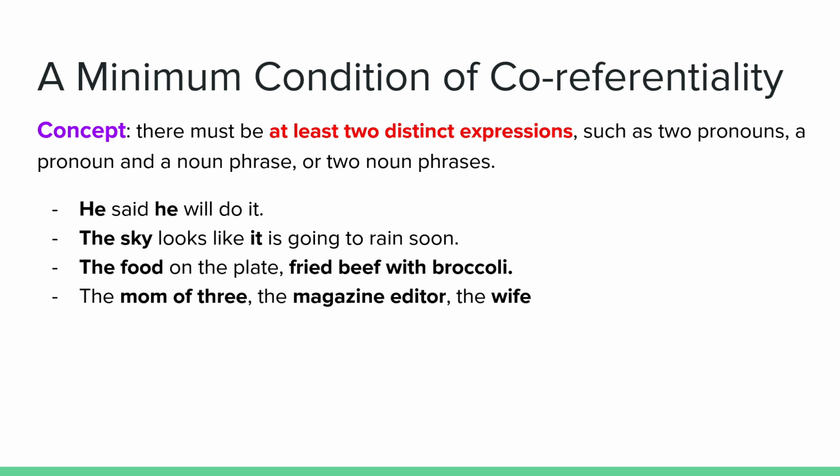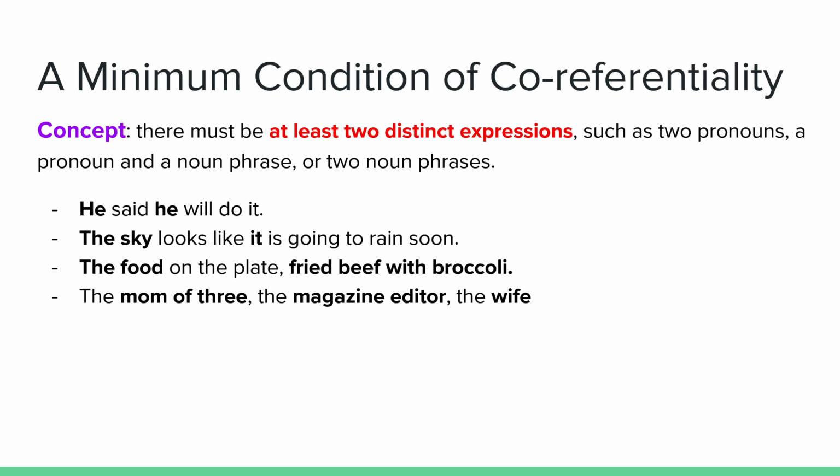Let's look at the third sentence. The food on the plate, fried beef with broccoli. So those noun phrases are referring to the same food on the plate. And if you cut off one of them, they cannot form a coreferentiality by itself.